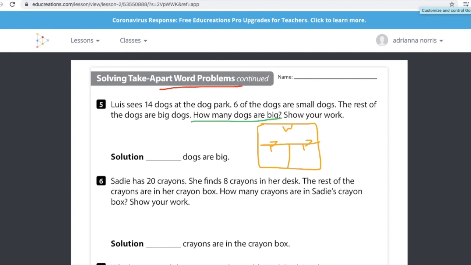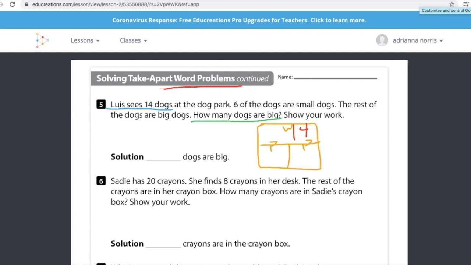So, how many dogs does Louis have all together? Does the story tell us? Yes, it does. It says Louis sees 14 dogs. Apologies, that was not underlined. He sees 14 dogs at the park. So that means my whole is going to be 14, because that's how many he has all together. Remember, our whole means all together.